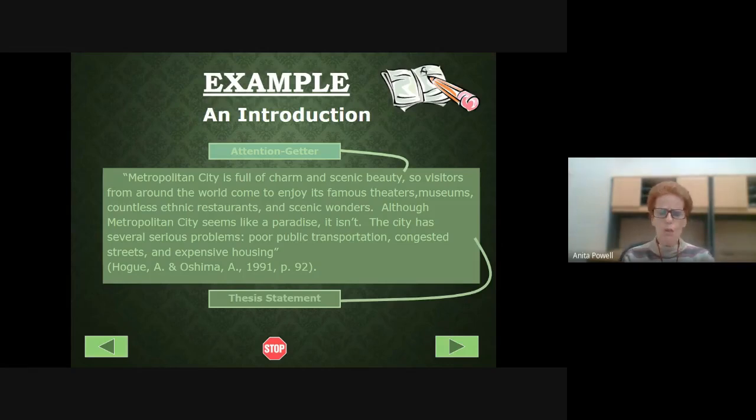Okay, so we've moved down to our thesis statement. Our thesis statement is not about the paradise that Metropolitan City seems to be. It's about the fact that it has problems, and these are the problems we're going to discuss here.